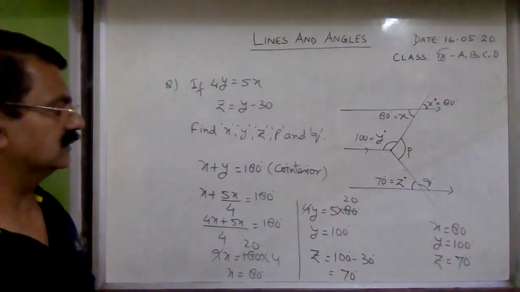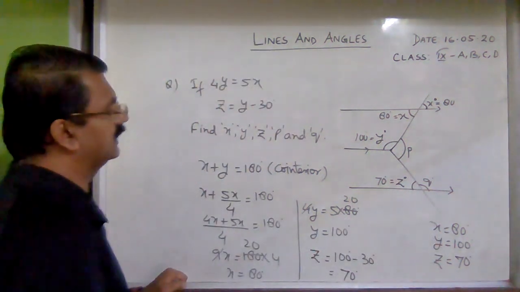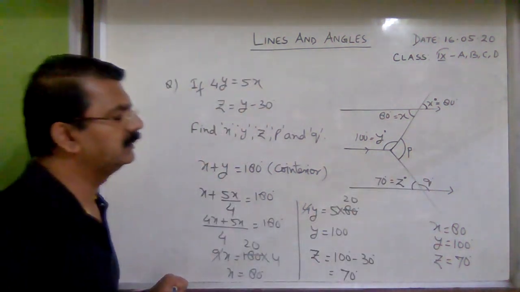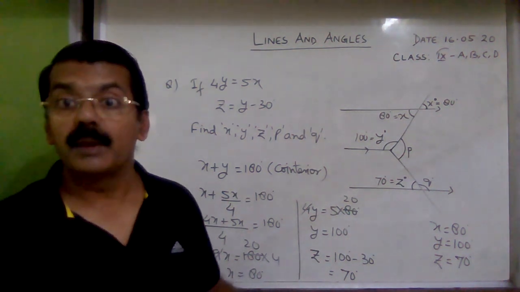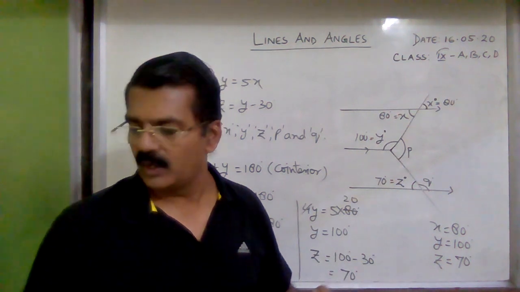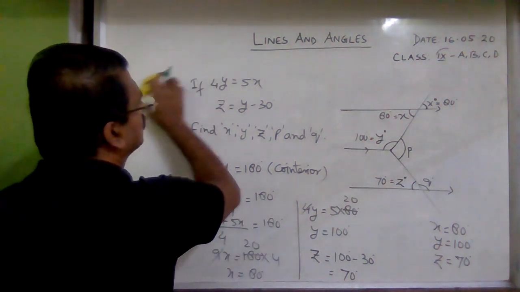Clear? And now you see, out of the 5 we have already calculated 3. Now z plus q will be equal to 180. Why? Because they are forming a linear pair. z plus q is equal to 180 because they are forming a linear pair.